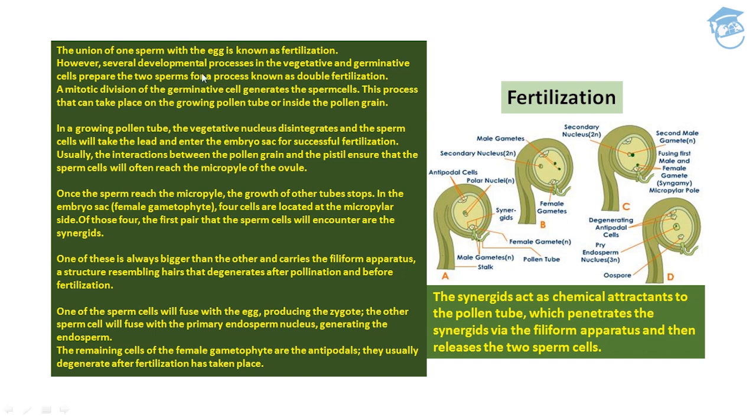A mitotic division of germinative cell generates the sperm cell, and this process can take place on growing pollen tube or inside the pollen grain. And in a growing pollen tube, vegetative nucleus disintegrates and the sperm cells will take the lead and enter the embryo sac for successful fertilization. And usually the interaction between pollen grain and pistil, which is called as scalpel, ensures that a sperm cell will often reach the micropyle of an ovule.